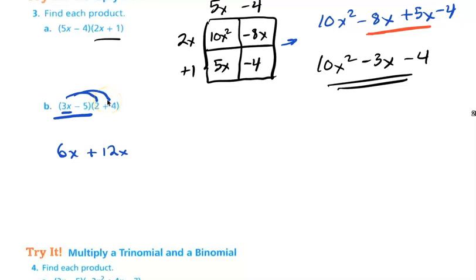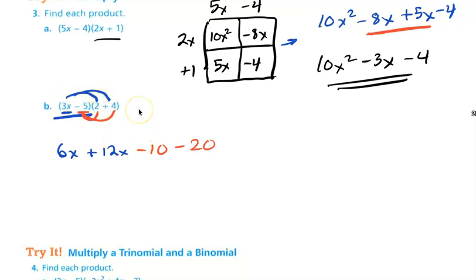Then I've got to do the same thing with the term in here. We're going to distribute that one to all of these. So negative 5 times 2 is negative 10. And negative 5 times 4 is negative 20. And then we're done. We distributed everything in the first one to everything in the second one.